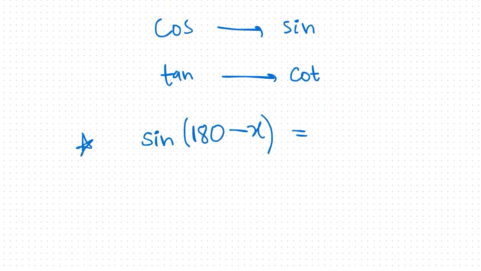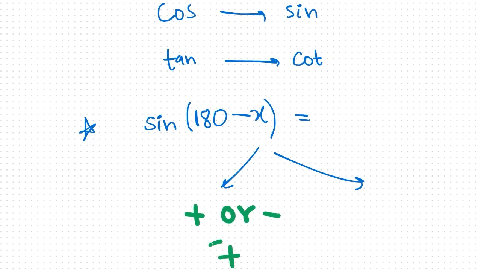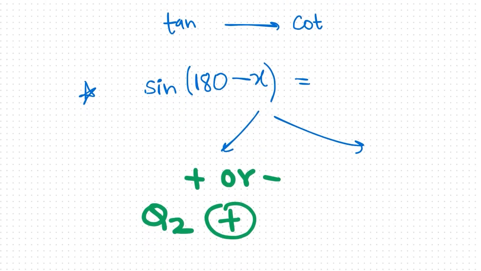When questions like this come, we only look out for two aspects. One is the quadrant: positive or negative. It will be positive because it lies in the second quadrant, Q2. So sine of a Q2 angle will be positive. So the first aspect is this, positive or negative.